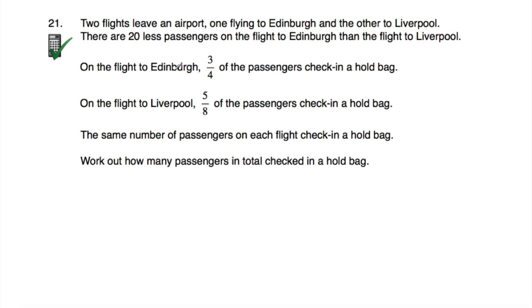Okay, so what I'm going to do in this question to begin with, I'm going to let the number of passengers on the Liverpool flight be called Y. That's the total number of passengers on that flight. And then because there's 20 less passengers on the flight to Edinburgh, that'll be Y subtract 20, because there's 20 less than the flight to Liverpool. And then we're told, on the flight to Edinburgh, 3/5 of the passengers check in a hold bag. So that means that 3/5 of this amount, this Y subtract 20, check in a hold bag.